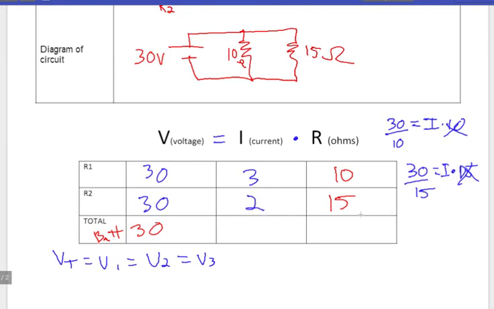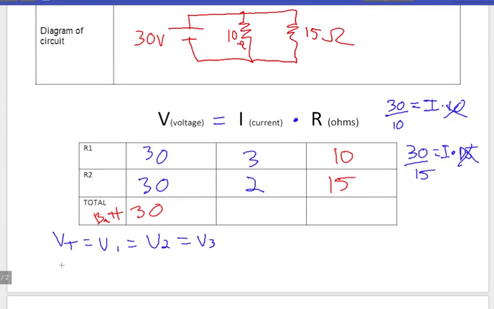Now I need another rule to figure out what the total current is through my circuit. And I know that total current for a parallel circuit is equal to each of the currents added up together. So we're going to add all those currents up to get our total. Therefore, 2 plus 3 equals 5. That's my total current. Lastly, my total resistance.